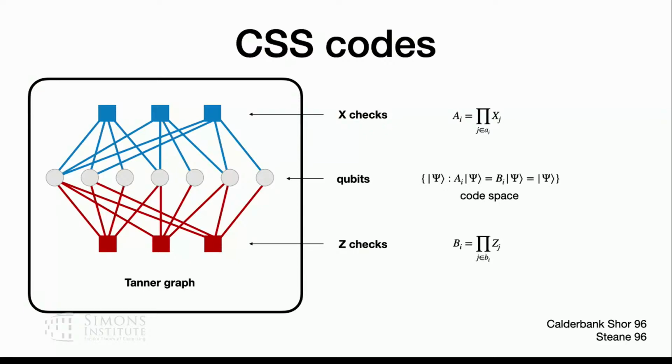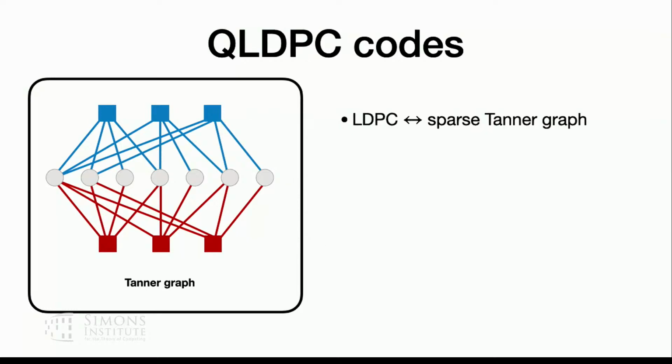Cool. This defines a code space, which is the +1 eigenspace of all these terms, which mutually commute, so this makes sense. And this is isomorphic to some number of qubit algebras tensor producted together. Okay, and this is going to be called K. It's going to be K qubits stored in our N qubit physical space. Good. And here, LDPC just means that this Tanner graph is sparse, so low degree, going both ways.